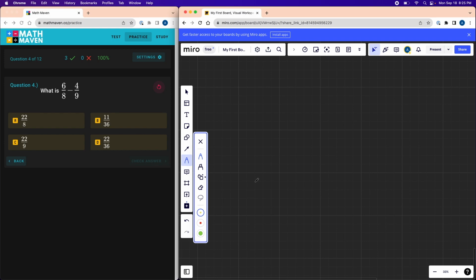All right, hopefully you tried that one. So let's see, what are we given here? We are given 6 over 8 minus 4 over 9. And again, remember, the first step I always like to do is see if I can simplify anything. In this case, this 6 over 8 can be simplified a little bit. We could rewrite it as 3 over 4. And now our new problem is 3 over 4 minus 4 over 9.